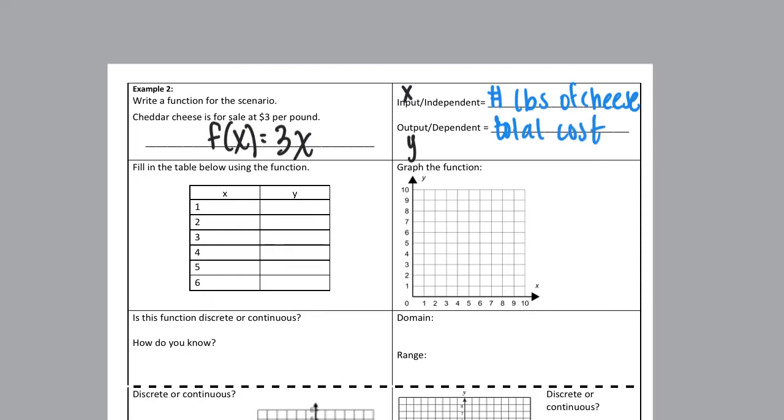Now let's fill in a table. Another way of representing the function. If we buy 1 pound of cheese, it's going to cost $3. 2 pounds of cheese, plug in 2 for x, you get 6. If you buy 3 pounds of cheese, 9, and so on.